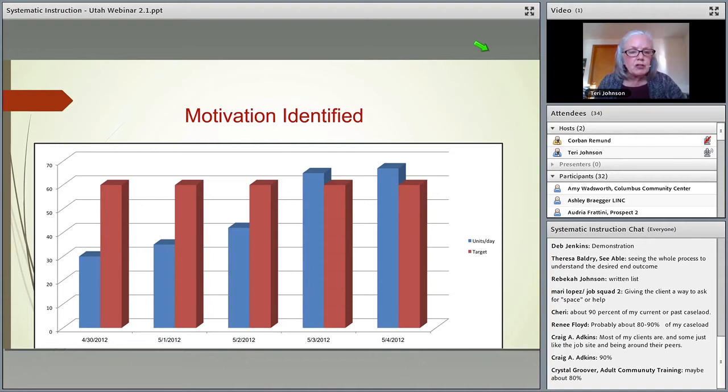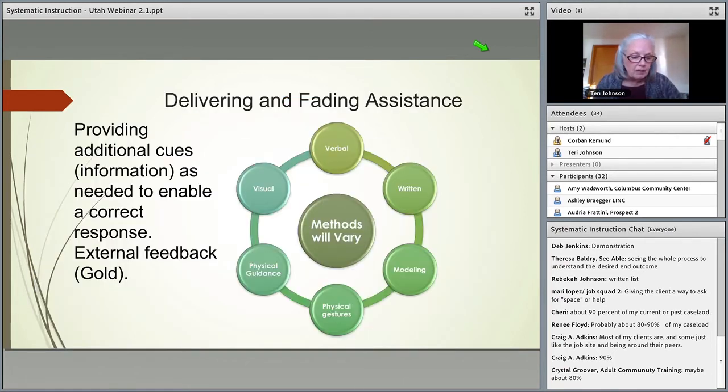A lack of expectation for his independence, and therefore the job coach had about 6 hours a week that she could spend with this fellow, and felt like she couldn't possibly increase his hours because she felt she needed to be there at all times. So, delivering and fading assistance.